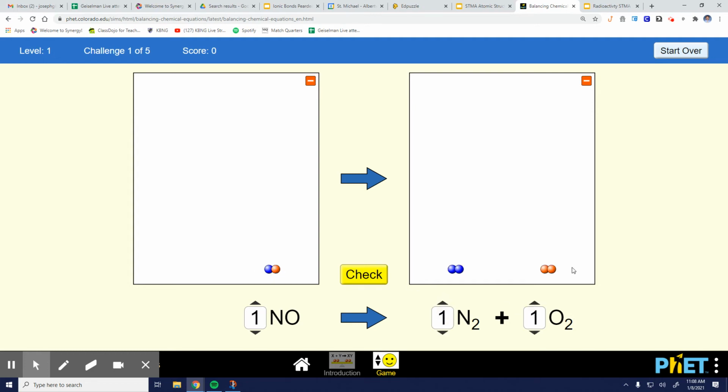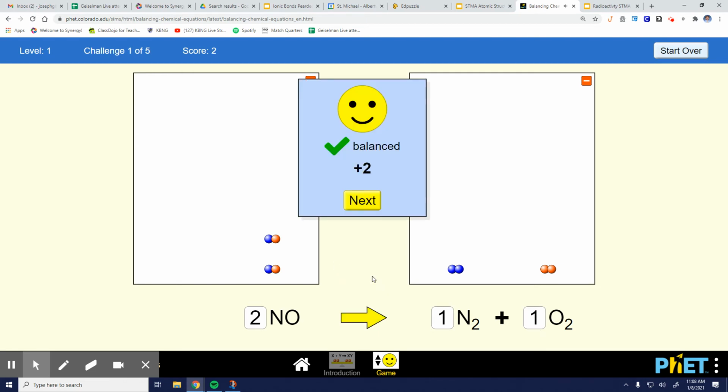So if I click on this, I see that 1 N2 plus 1 O2 gives us 2 oxygen and 2 nitrogen on this side. Well, I need to have 2 nitrogen and 2 oxygen on this side. So I'm going to try and balance that. I have 2 nitrogens on each side. Good. I have 2 oxygens on each side. Everything looks balanced by having 2 NO yields 1 N2 plus 1 O2. When we check, that is balanced, okay? So I got a score of 2.